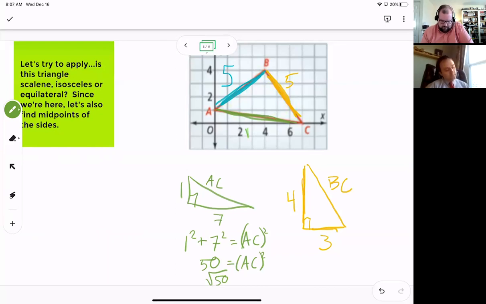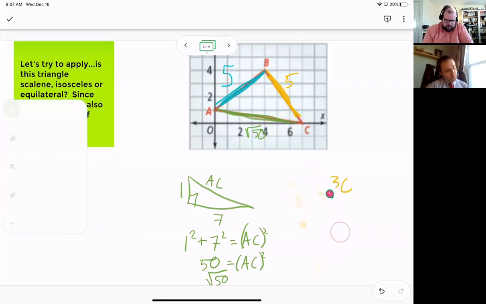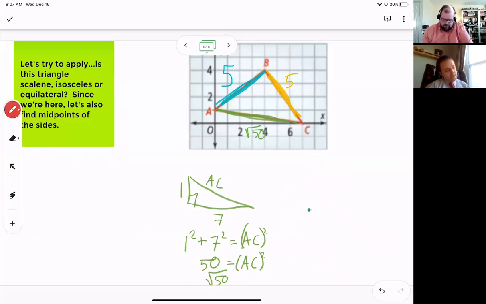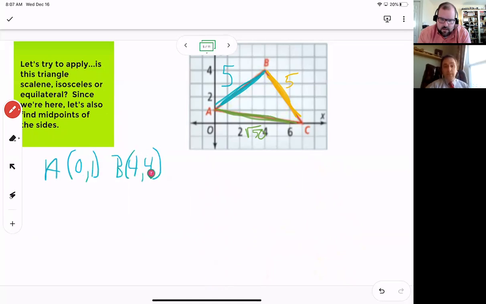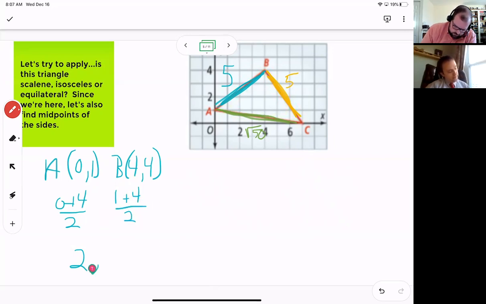Makes sense to me. Now we also need to find the midpoint. So I'm erasing all the stuff we just did. We want to find the midpoint of these things because I figured we're here. That's what we're practicing. So A is the point 0, 1. B is the point 4, 4. So we're saying the midpoint is the average of that, right? Right. The average of each of those. So if I do 0 plus 4, that's 4 divided by 2 is 2. And then 1 plus 4 divided by 2, I'll write as 2.5 because I know that's how they're going to write it.